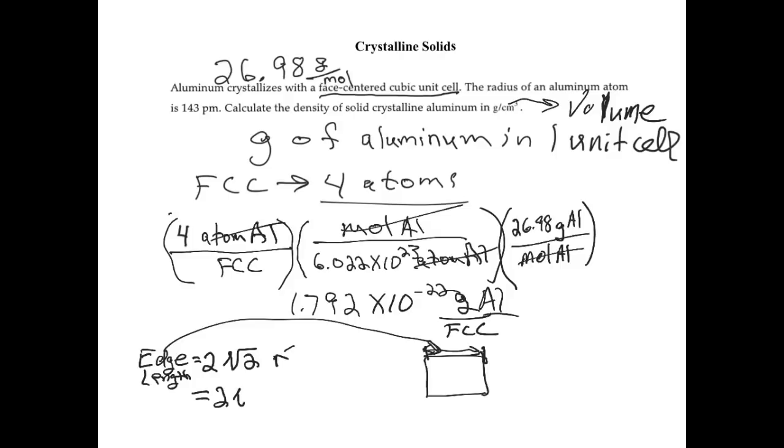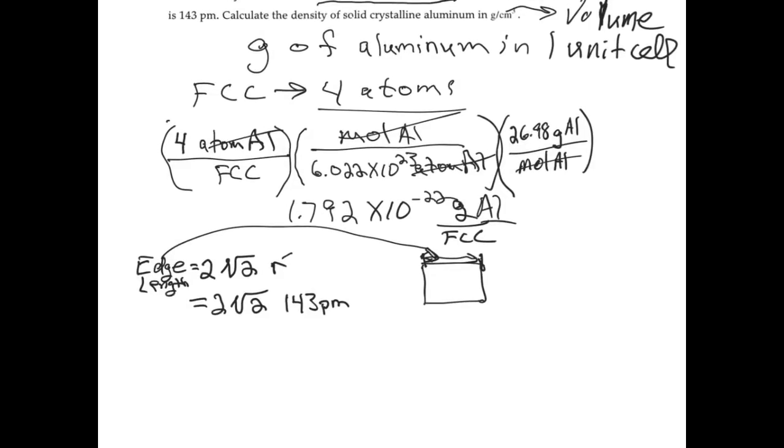Okay? 2 times the square root of 2 times 143 picometers. All right? And if I then go through with the math, that's going to be equal to, I get 404 picometers. Okay, and since I only have 3 significant digits with my radius, I'm going to keep it at 3 sig figs here.